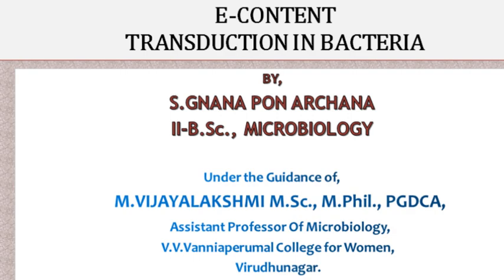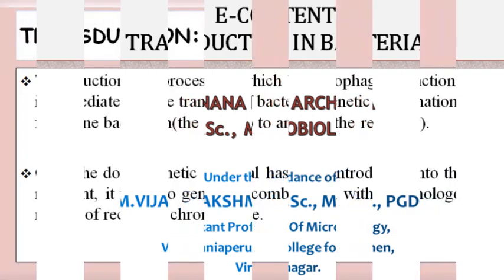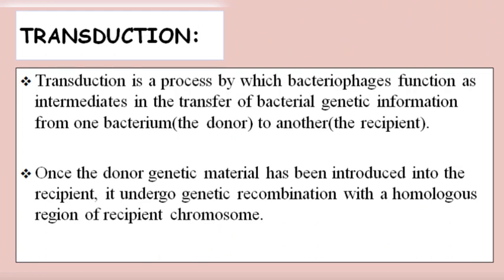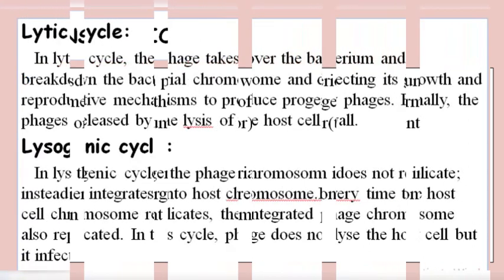Now I am going to talk about transduction in bacteria. What is transduction? Transduction is a process by which bacteriophages function as intermediates in the transfer of bacterial genetic information from one bacterium to another. Once the donor genetic material has been introduced into the recipient, it undergoes genetic recombination with a homologous region of the recipient chromosome. Transduction is of two types.